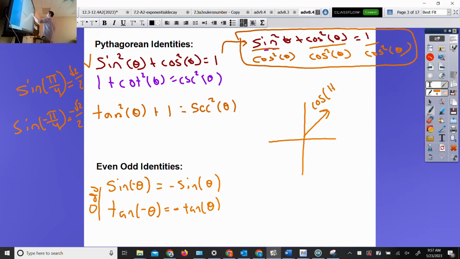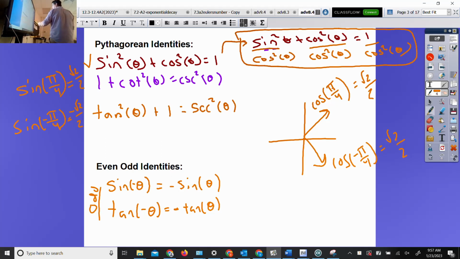So again, I'll stick with cosine pi over 4. This is cosine pi over 4, root 2 over 2. But if I talk about being down here, the cosine of negative pi over 4, it's the same thing. So the even one just says when you're talking about cosine, just drop the sign altogether. Cosine of a negative angle is exactly the same as the cosine of a positive angle.